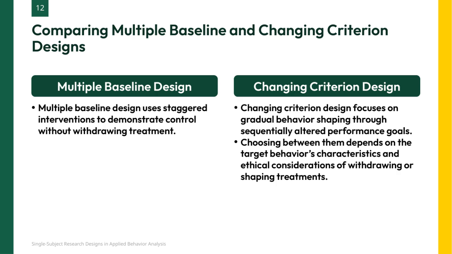On the other hand, the changing criterion design revolves around gradually shaping behavior by setting a series of performance goals that change over time. This way, you can track the individual's progress as they meet each new criterion, showing how behavior improves step by step. Deciding which design to use often depends on the specific behavior you're targeting and whether it's appropriate or ethical to withdraw treatment or shape behavior incrementally. Understanding these differences helps ensure the chosen method fits the situation best and maintains ethical standards.